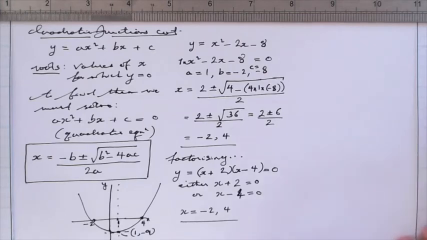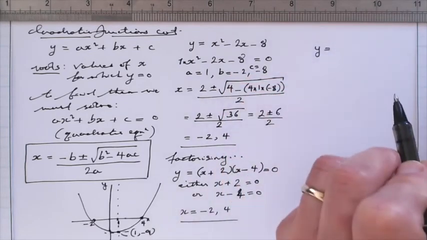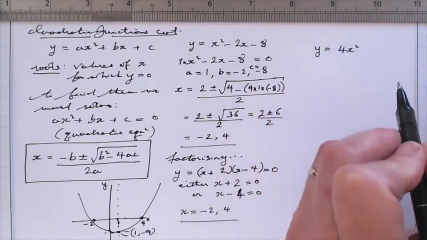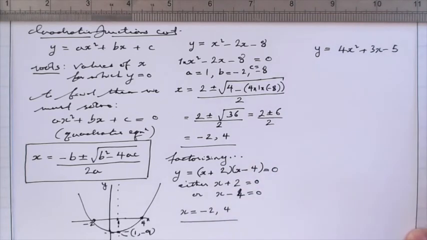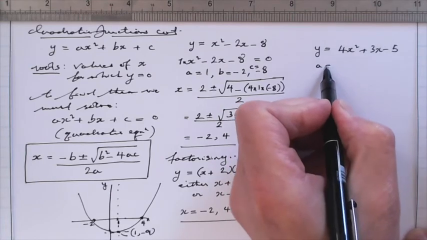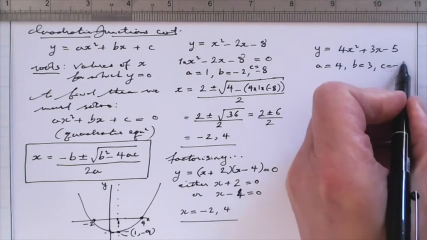Let's just do one more example where we can't factorize. Imagine we have an example. I've prepared one which I know I can't factorize: 4x squared plus 3x take away 5. I can't factorize this one, at least not using simple integers. But no fear, we can still use the quadratic formula. Let's identify a, b, and c. a is 4, b is 3, and c is negative 5.